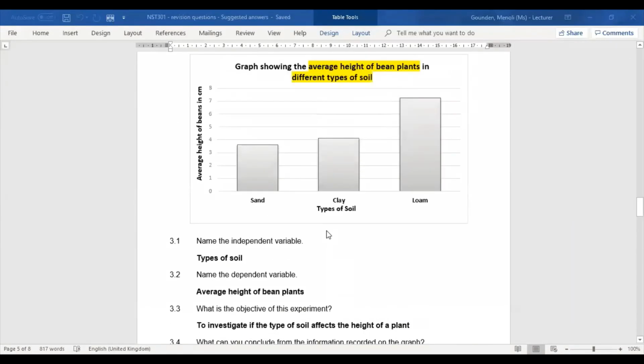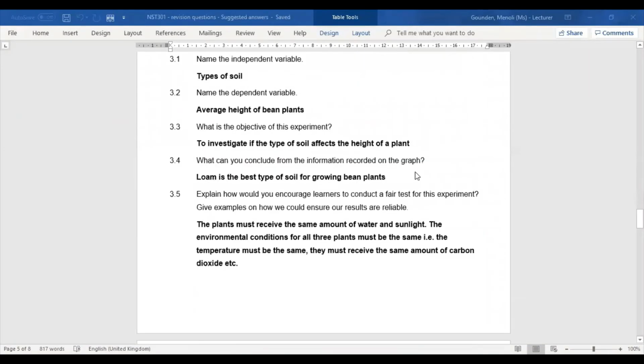The only way we can conclude that the type of soil is affecting the height of the bean plant is if the conditions that we subject each of these different plants to are kept exactly the same. So if we give the plants grown in sand 10 milliliters of water per day, we need to give the plants grown in clay and loam exactly the same amount of water, 10 milliliters.